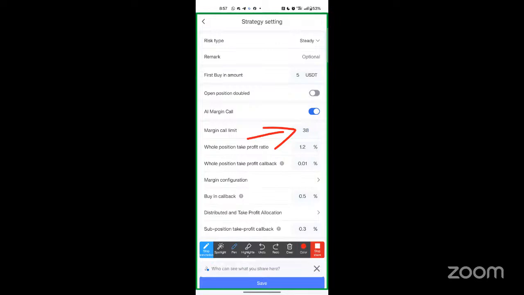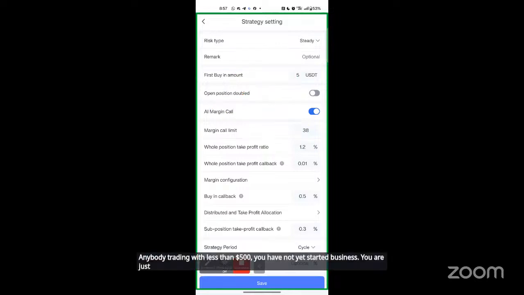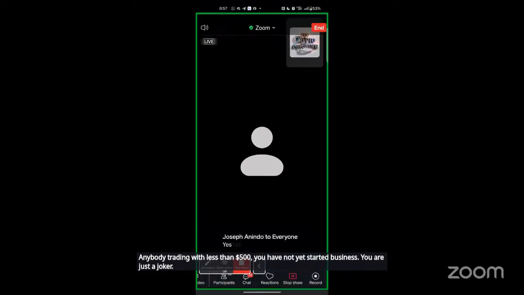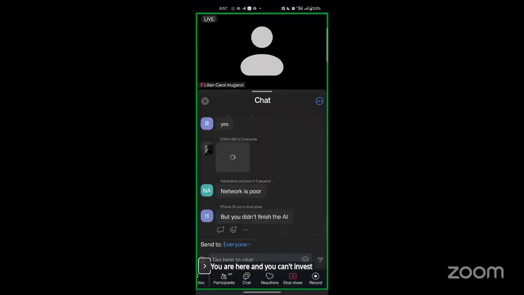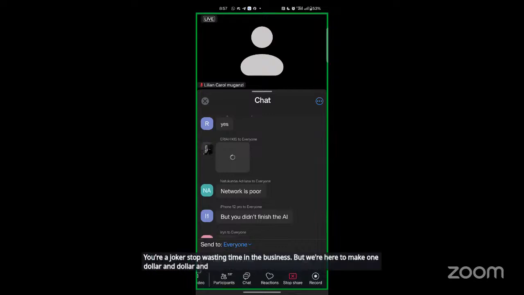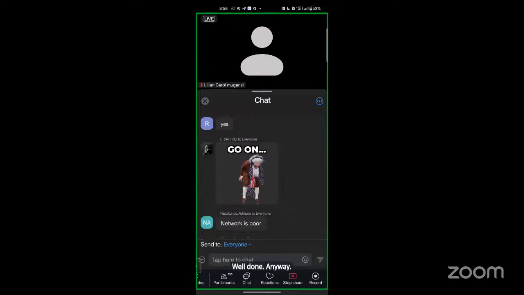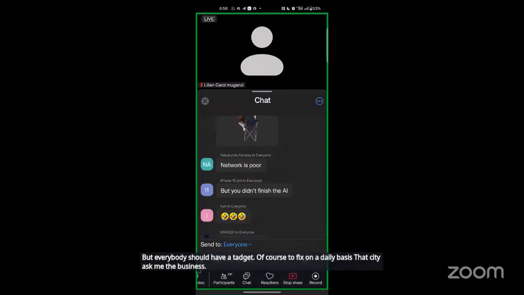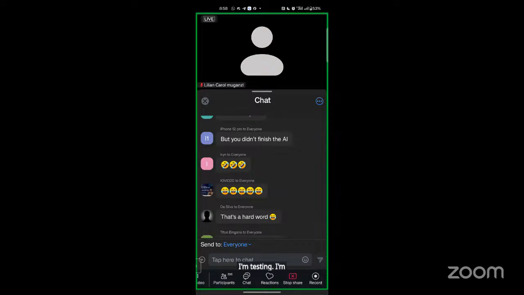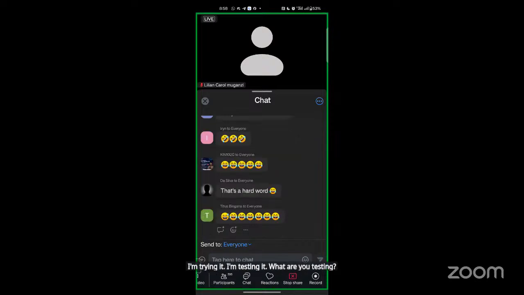Anybody trading with less than $500, you have not yet started business, you are just a joker. You are here and you can't invest $500 in a coin. You're a joker. Stop wasting time in the business. You're just here to make $1 and $1 and 0.9, but everybody should have a target of close to 50 on a daily basis. Get serious with business. I'm testing. I'm trying. What are you testing and trying that we have not tested and tried for the last 3 years?